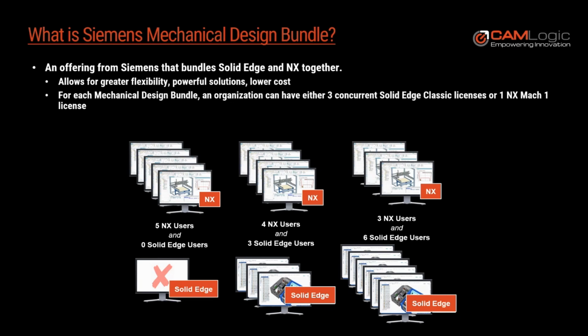So more specifically, for each mechanical design bundle that an organization has, you can use either 3 Solid Edge Classic licenses or 1 NX Mach 1. So for the examples at the bottom there, if you had 5 mechanical design bundles, you could do 5 NX users without any Solid Edge users, or you could do 4 NX with 3 Solid Edge users. And in that last example, you would have 3 NX users while you have 6 Solid Edge users running simultaneously. So it's that 1-to-3 ratio of NX Mach 1 licenses to Solid Edge Classic licenses.